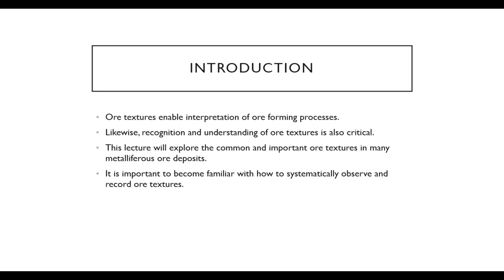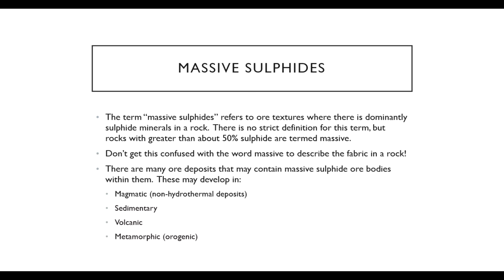So different ore textures help us interpret how the ore formed, and so we'll just briefly go through them. It shouldn't take too long, but there are a few main common types, and as you're probably aware, they relate to the different deposit styles. Massive sulfides, you'll come across this quite commonly.